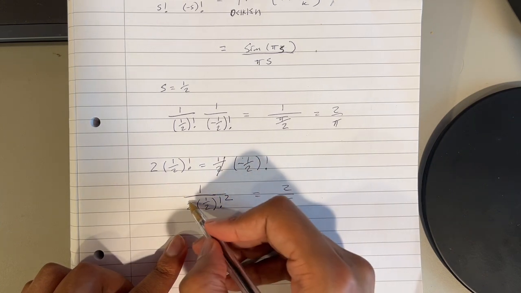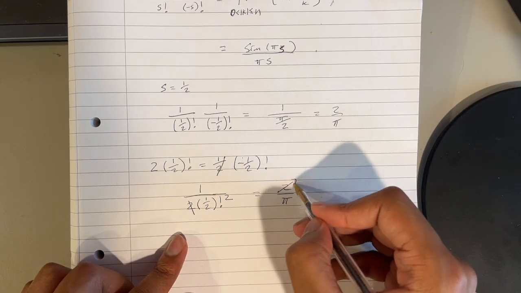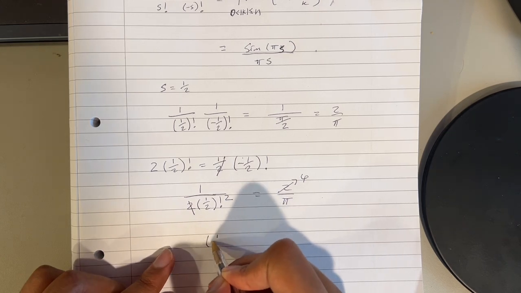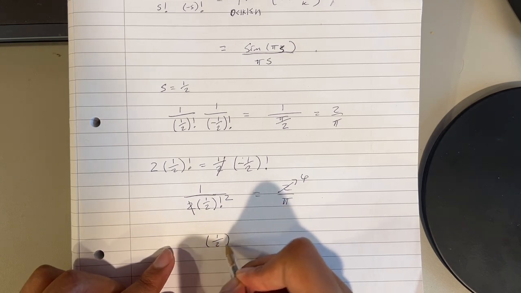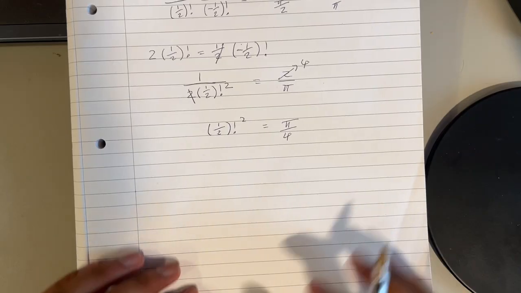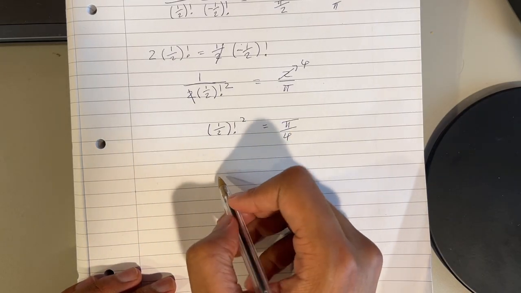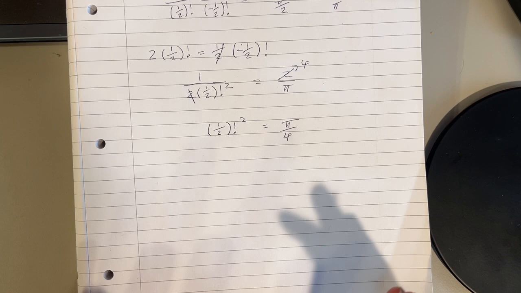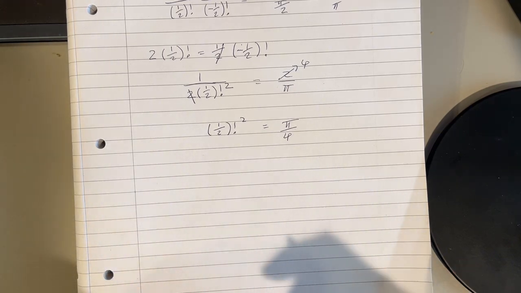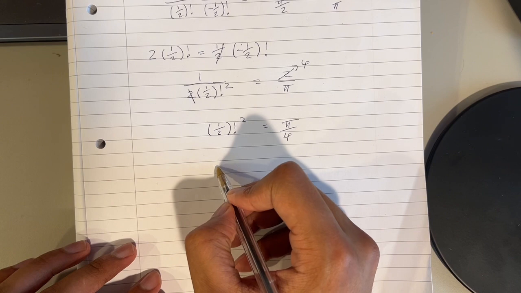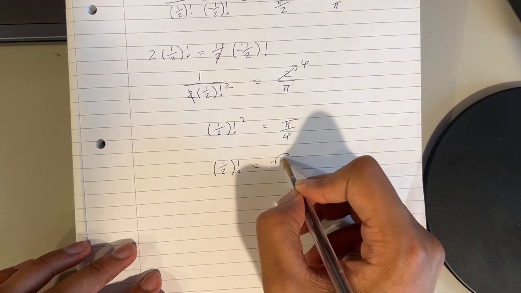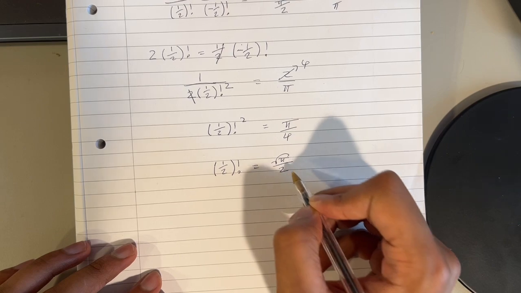And then we can multiply both sides by 2, and we flip it, so we get (1/2 factorial) squared is pi over 4. And finally, if we square root both sides, because of the graph you can kind of see that 1/2 factorial should be a positive number, we get that 1/2 factorial is square root pi over 2, right?